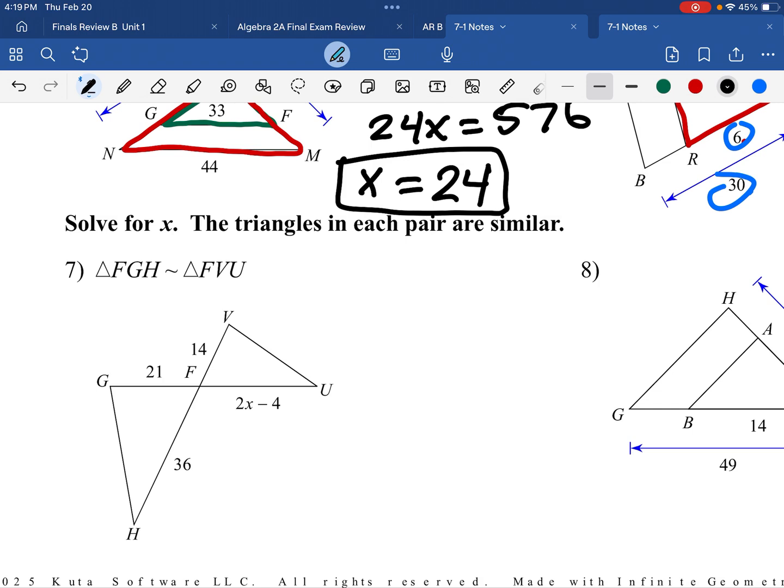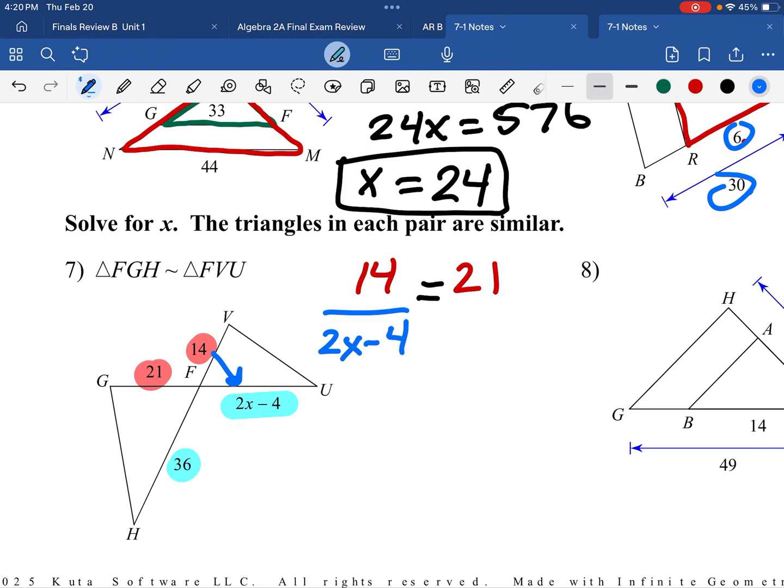Okay, so if we're looking at these down here, here's what we're going to do. We are going to look at our corresponding sides. So I'm going to go ahead and put 14 and 21 on the top of my proportions. And then I'm going to put the 36 and 2x minus 4. Now be careful which one you're putting where, because the one that should be under the 14 is the one that's on the same triangle, the 2x minus 4. And the one that should be underneath the 21 is the 36.